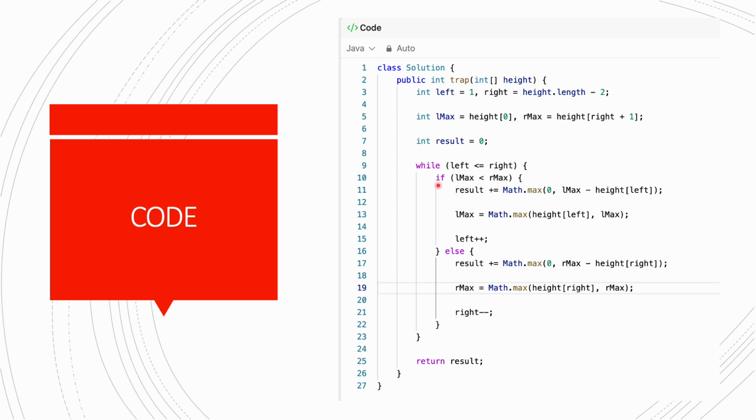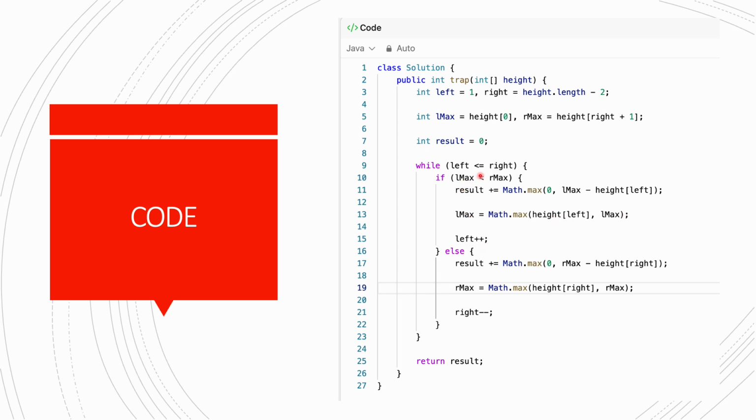Now what do we check here? We check if left max is less than right max. If so, we add left max minus height of left, if greater than 0, to the result, since that is the amount of water that can be stored from the left side. And left max will always be updated, and then we increment left.